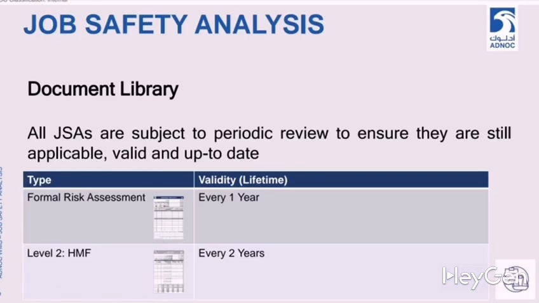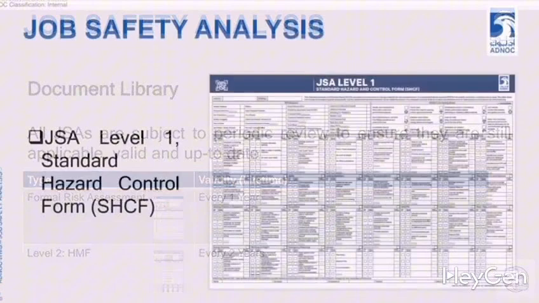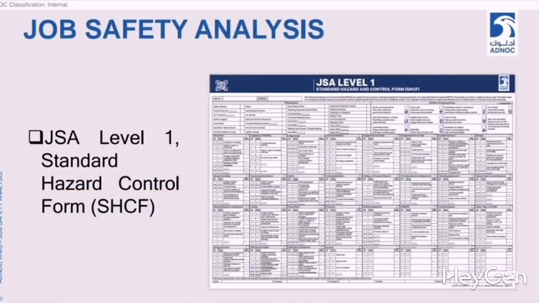To ensure this, our formal risk assessment, which is the FRA, will be reviewed every year. It will remain valid for 1 year, and our level 2 HMF will be reviewed every 2 years. It will be reapproved if no work is done on it in 2 years. This means we have level 2, like for 2 years, we consider level 1 as standard.